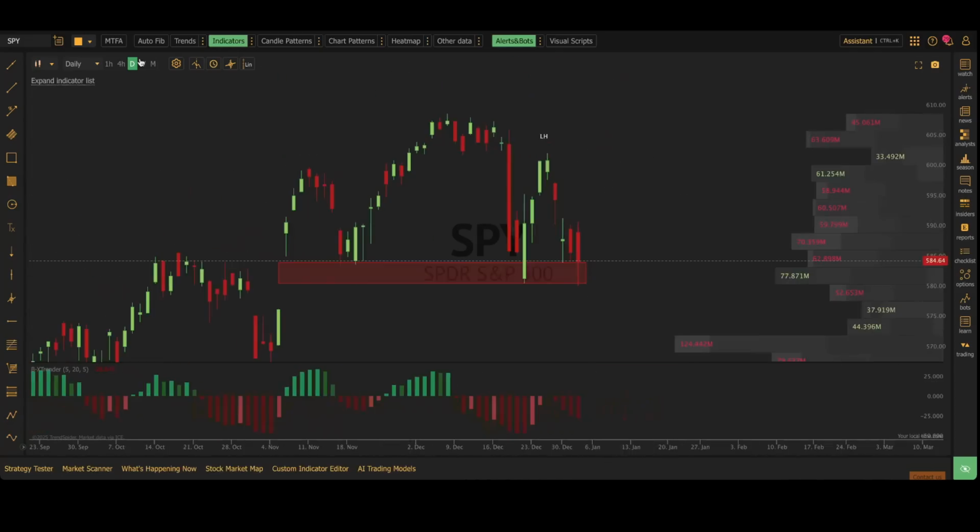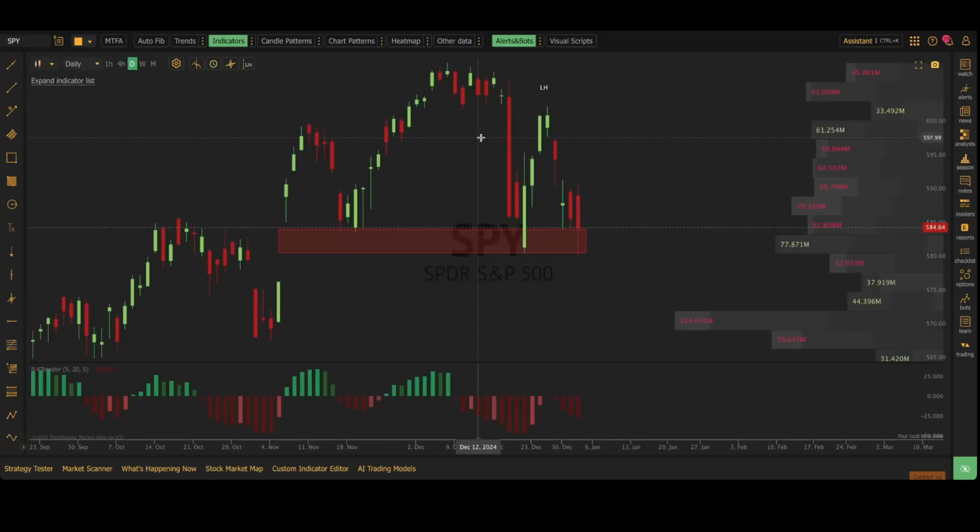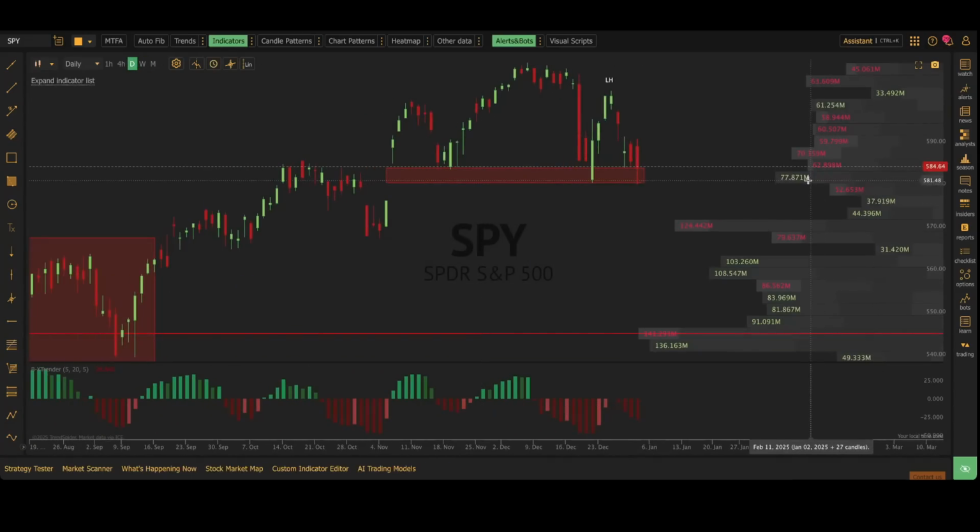You can see the daily BX is still red, the weekly BX is still red, and there is a volume gap from 580 down to 570. So I think that worst case scenario, the S&P 500 has at least another 2.5% to the downside.